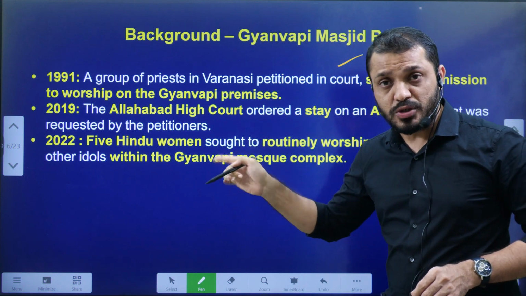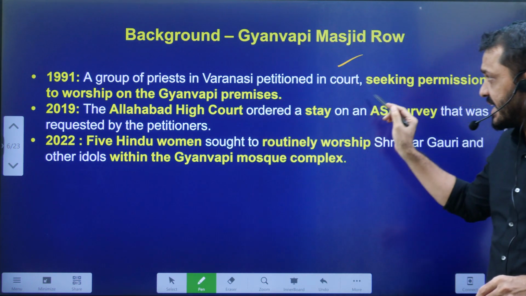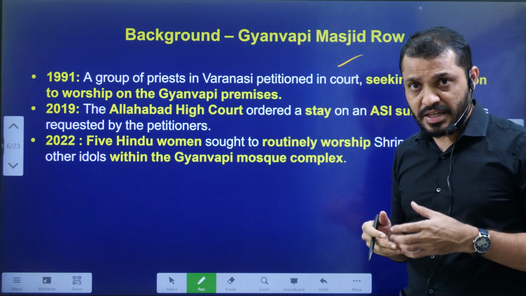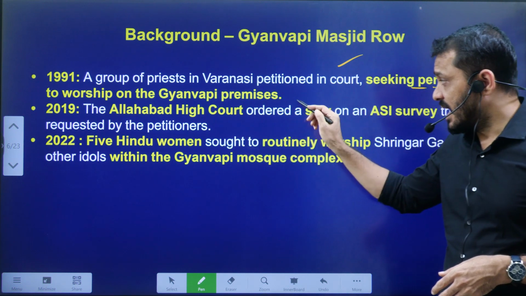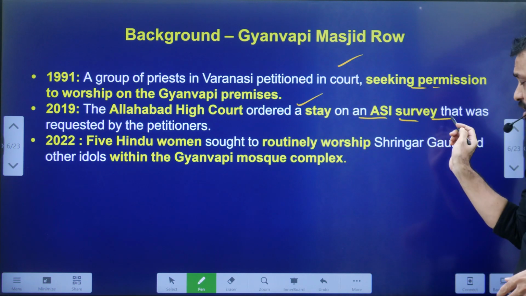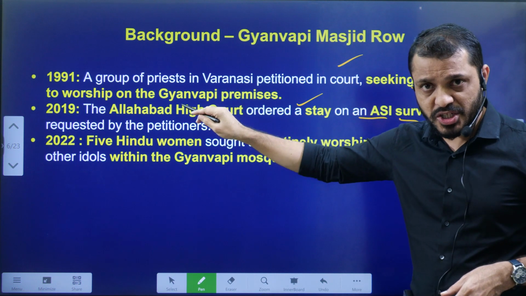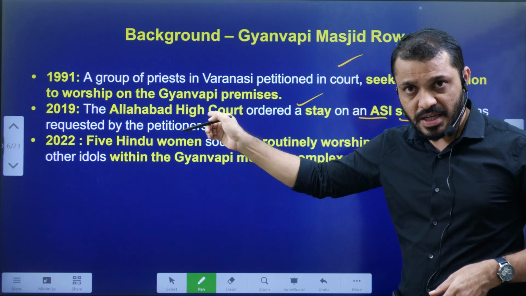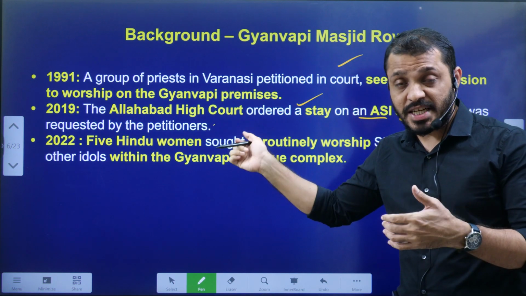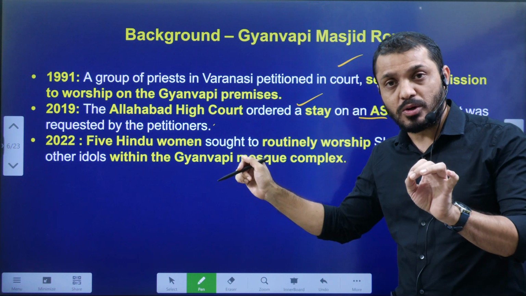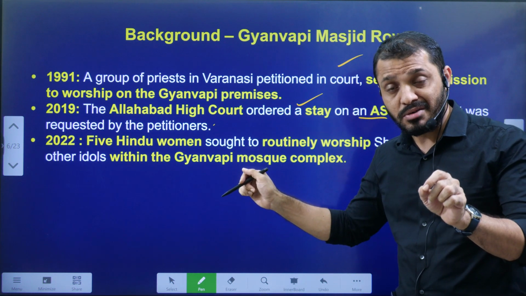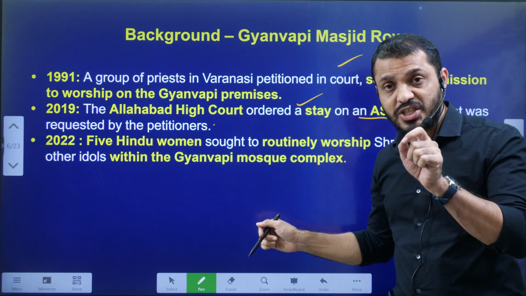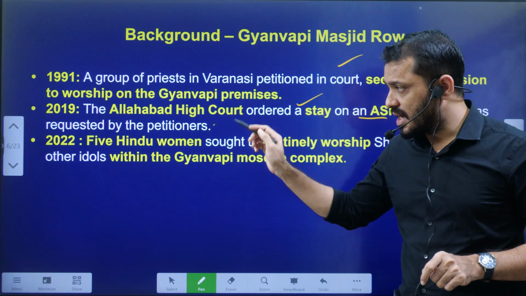This entire dispute started in 1991. In 1991, a group of people requested prayer in the Gyanvapi Masjid. In 2019, the Allahabad High Court stayed the archaeological survey that was requested by the petitioners. These Hindu petitioners requested the archaeological survey, and this survey was stayed by the Allahabad High Court. Now the Varanasi District Court has ordered it, because the Supreme Court said that the Varanasi District Court will deal with the preliminary investigation of the case.